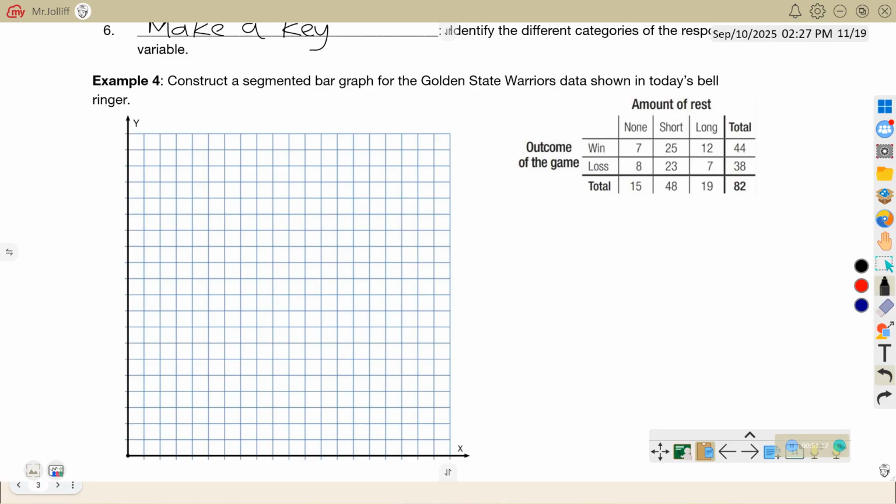So my first step: is the amount of rest the explanatory, or the outcome of the game the explanatory? It's kind of obvious because it's in the name of the variables this time. My vote would be this and this, because remember, response is the outcome of interest that I'm measuring. Outcome was in the name of the variable, so easy to identify as the response.